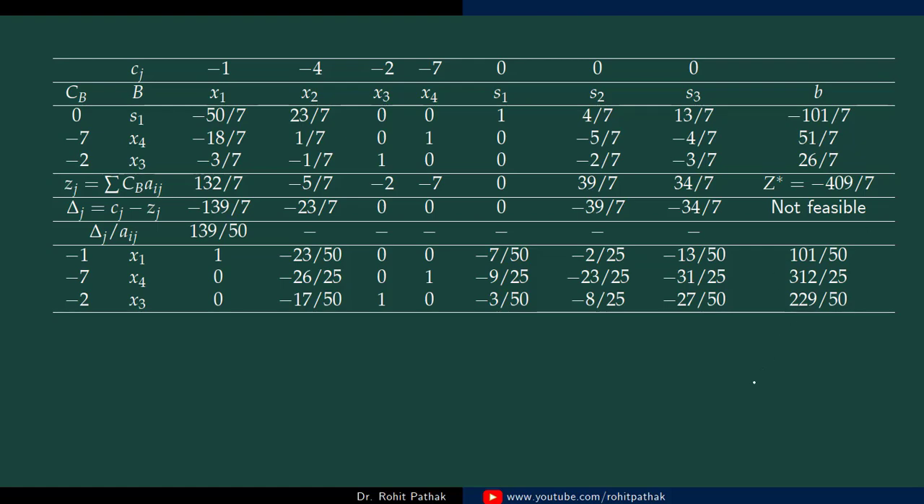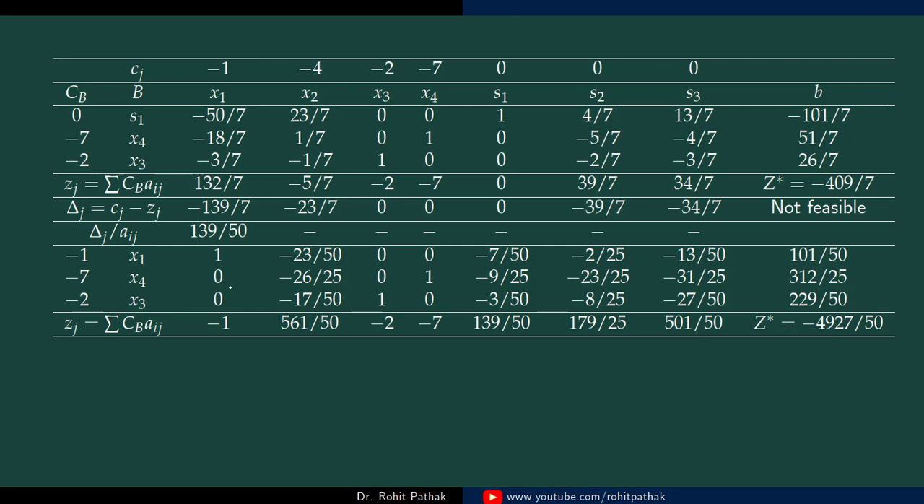So this solution is feasible, and let's see whether it is optimal or not. To find optimality, we multiply here minus 1 into 1, minus 7 into 0, minus 2 into 0. Total sum is minus 1. Similarly, minus 1 into 23 by 50, minus 7 into 26 by 25, minus 2 into 17 by 50. Total sum is this. So we calculate all these sums, and this Z star is minus 4927 by 50.